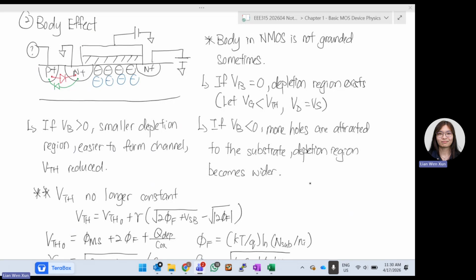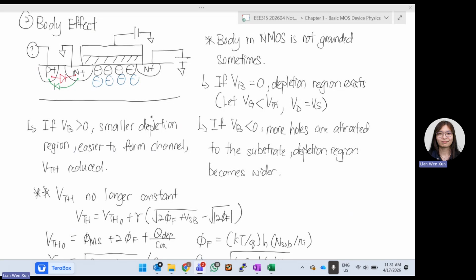Because there's more voltage pushing through your N side, the depletion region becomes smaller and smaller. So we say that it is easier to form a channel. Basically, the resistance between your drain, source and the body becomes lower because there is more voltage pushing through already. The current can be attracted to the other side more easily.